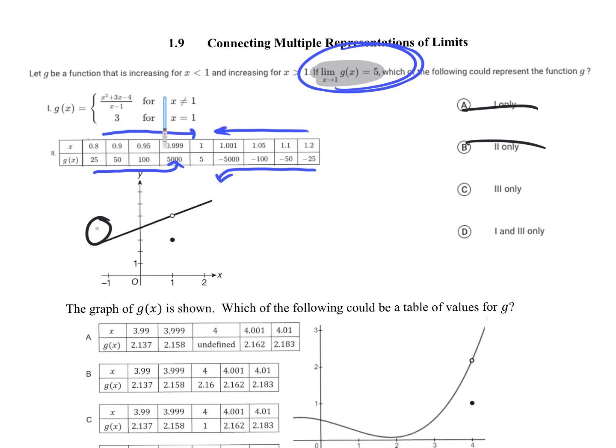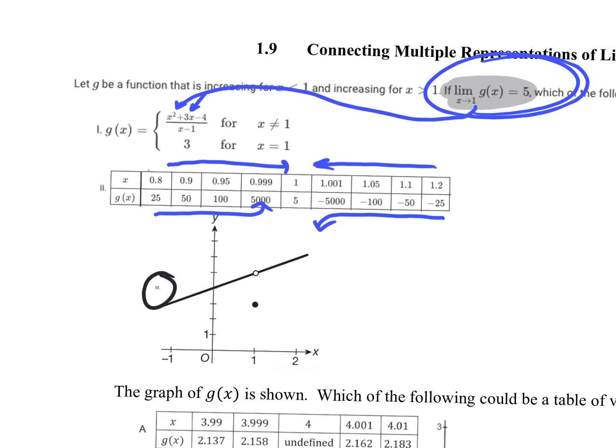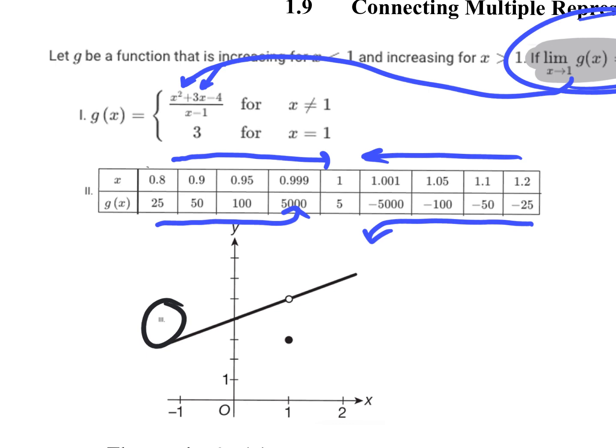So they're asking everywhere else. This function exists for the whole thing except when X is 1. And you're like, well, that's okay. I don't care what happens at 1. What happens if I plug in 1 right there? What would it start with? 1 plus 3 is 4, minus 4? 0 over 0.